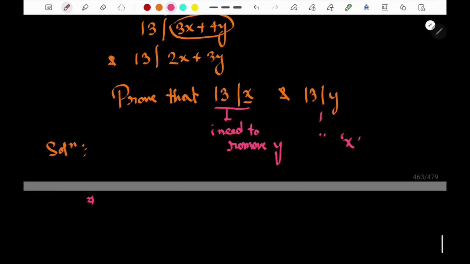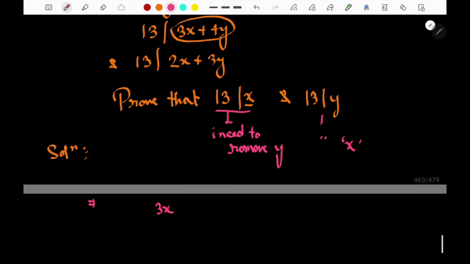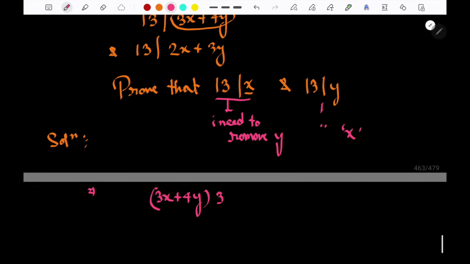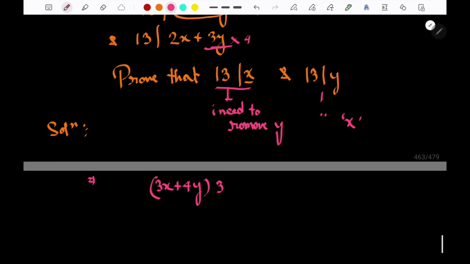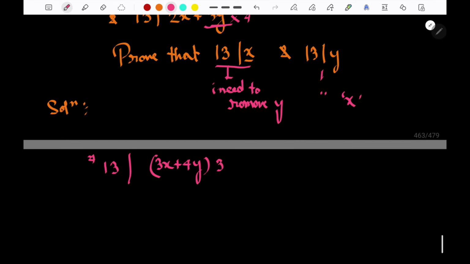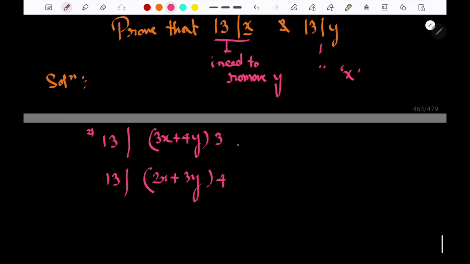Done. Now we can do one thing: 3x plus 4y is multiplied 3 times. Why? Because 4 into 3 and 3 into 4 will become 12. So I can say 13 divides 3 into 3x plus 4y. We have already done this in divisibility. Again 13 will also divide 2x plus 3y into 4. This is true. So this is equation 1.